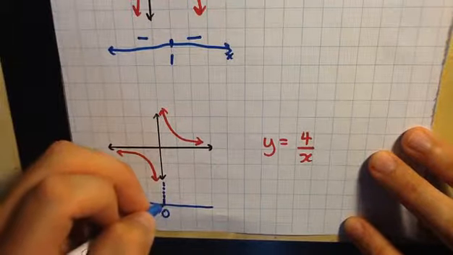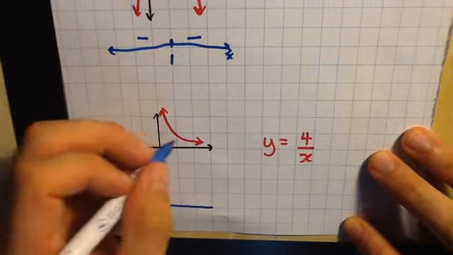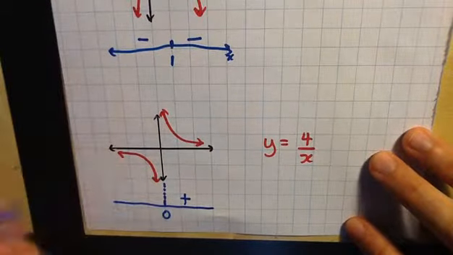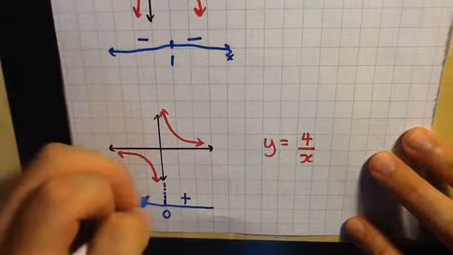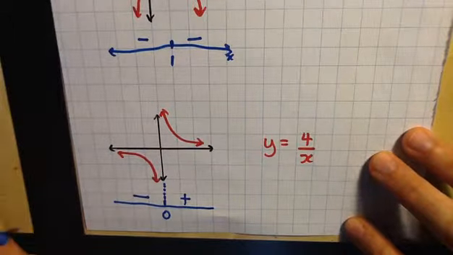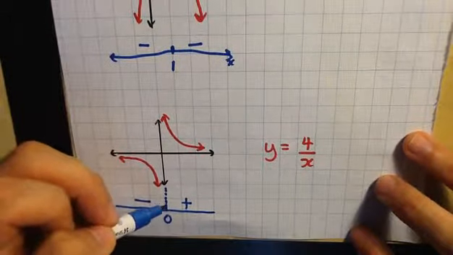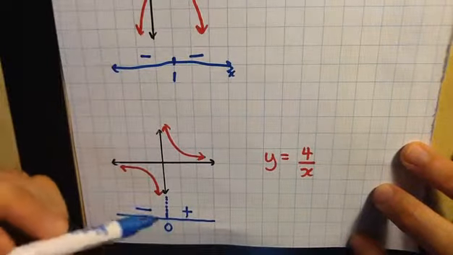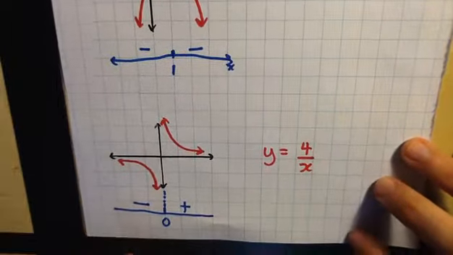I can see that at values greater than x equals 0, the function is above the x-axis. At values less than x equals 0, the function is below the x-axis. So there's the sign diagram. I represent an asymptote with a dashed line here, as opposed to just single lines for the critical values. So a dashed line represents an asymptote.